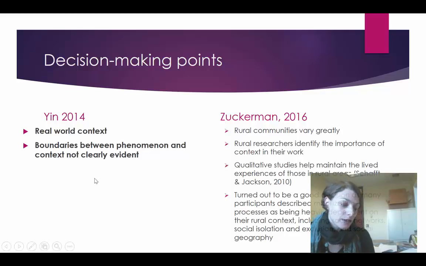Case studies also focus on real-world context, which I felt aligned with rural research really well. Rural communities differ greatly in their context, including just simply the geography of the spaces that they occupy, and that geography often shapes the society and cultures within them. So in particular, qualitative approaches to case study maintain the voices and perspective of those who live in rural places. So that was really important to me as well.